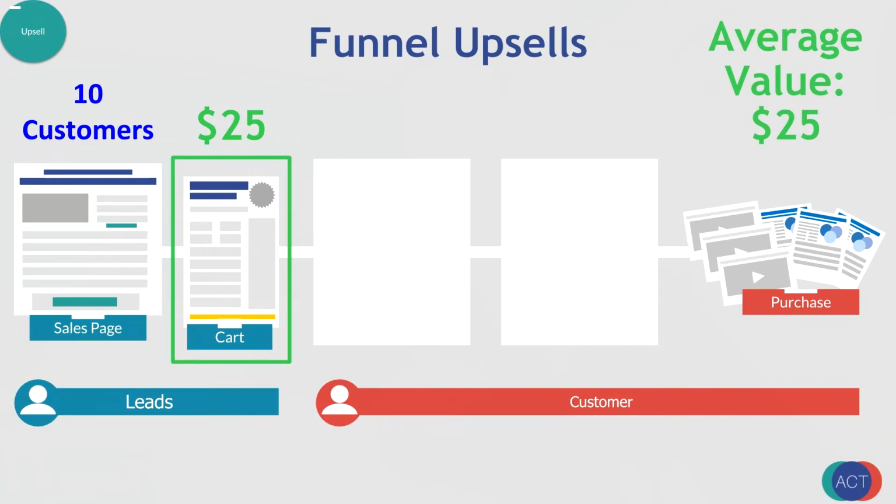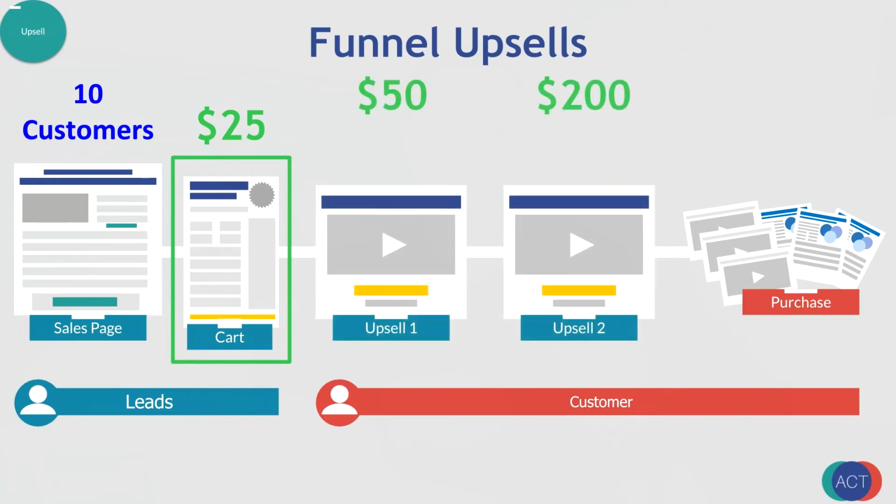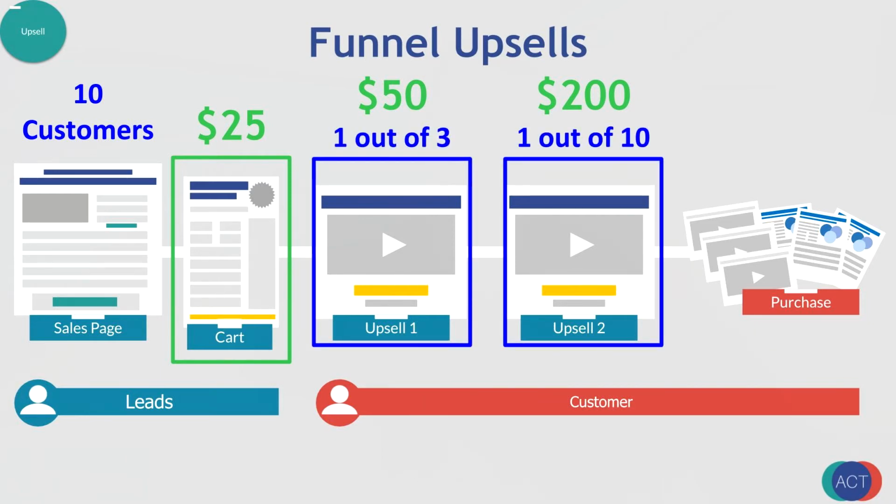Well, what if we added 2 other offers? One at $50, one at $200, and let's say just 1 out of 3 people looked at the $50 offer after they paid $25 and said, yeah, okay, that makes sense. Okay, I'll buy. And then they buy and they spend $75 instead of just $25. And then let's say 1 out of 10 people take us up on the $200 offer. We have a big spender, somewhere in our lead list.